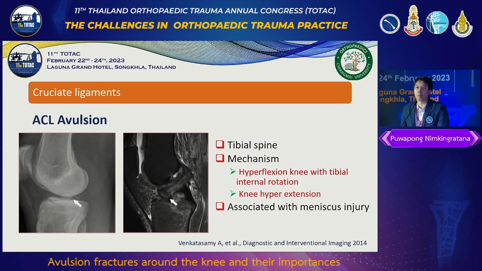This is one of the most common things that you might normally see, the ACL avulsion. Please have a close look at the tibial spine, and you might see some avulsion as well. You can classify them into several categories. But please keep in mind that the mechanism of injury could be hyperflexion of the knee as well as tibial rotation, and some of them also occur with knee hyperextension. It is also associated with meniscus injury.